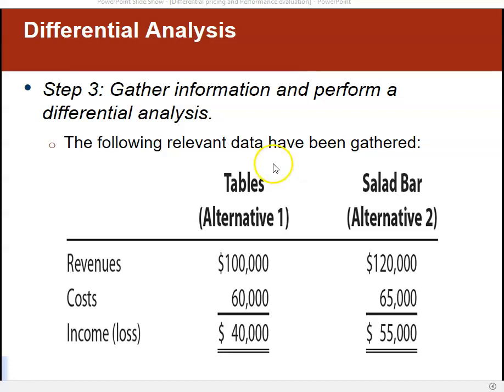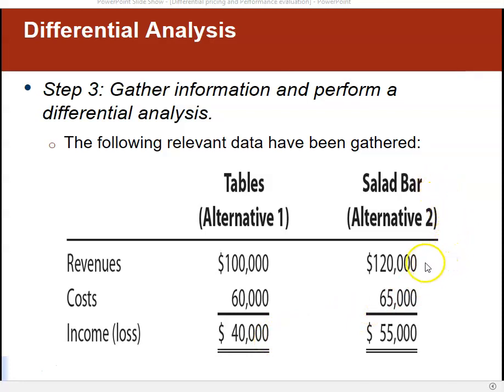So at this point, the company is going to do their best to gather good information and perform some differential analysis, even if they don't know that they're performing differential analysis. So alternative 1 looks like we are doing something because we have some costs associated with it. We anticipate revenues of $100,000. Costs of alternative 1 are $60,000, and net income $40,000 on the plus side.